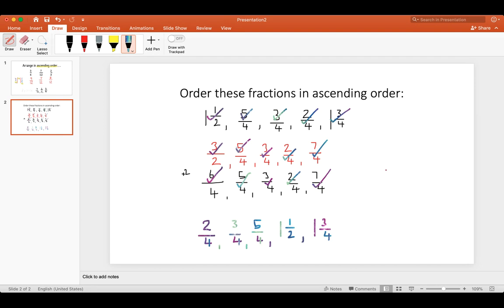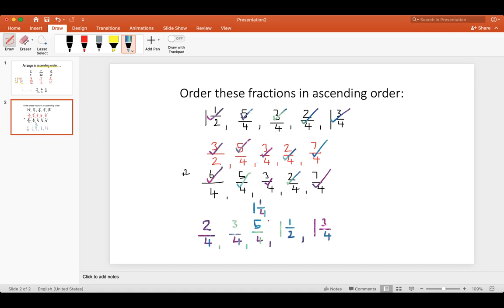And there you have your answers. We've ordered these fractions in ascending order: 2/4, 3/4, we've got 5/4, we've got 1.5, and we've got 1 3/4. Now, what you could do here is actually change that top-heavy fraction, the 5/4, into a mixed fraction as well. So 4 into 5 goes once, and it's got 1 left over, and 4 as your denominator.